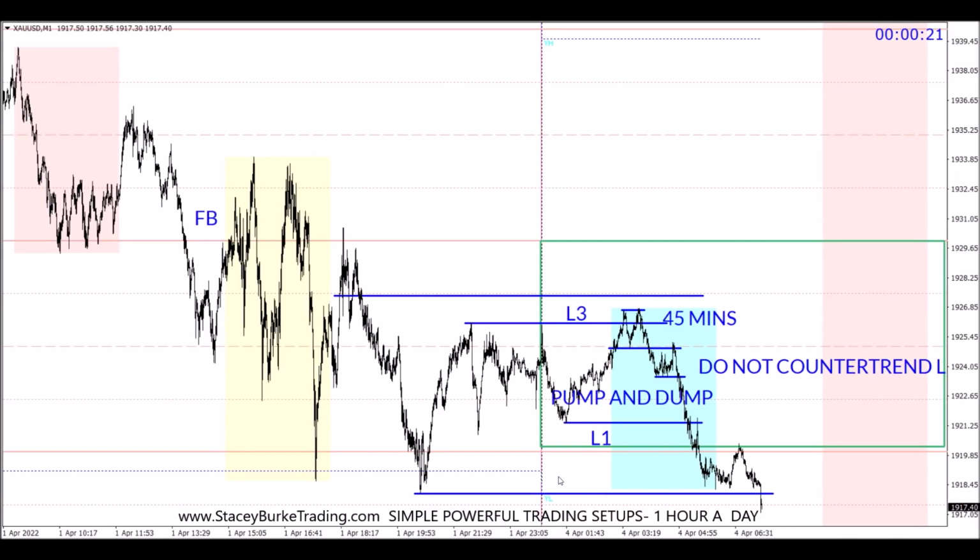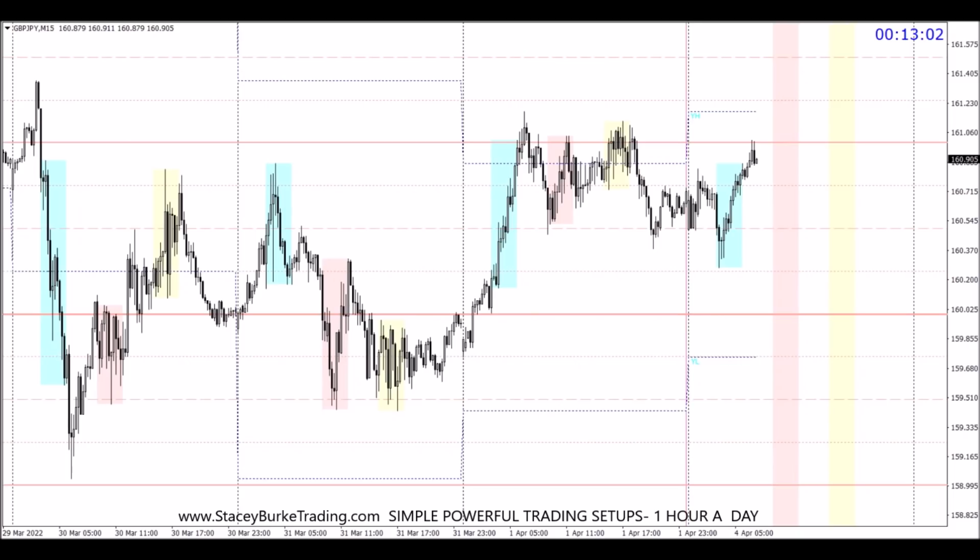But I don't want to go into this because I don't want people thinking that once it goes 25 pips outside the range, they can buy or sell. It doesn't work like that. It has to do with the pattern on the day and the setup and the timings.